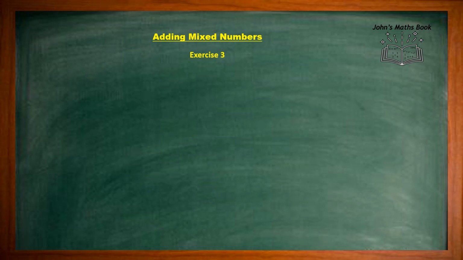So for exercise number 3, let's add the two mixed numbers 2 and 1/7 to 1 and 1/6. So pause the video now and see if you can work out the correct answer. So hopefully you got the right answer. Let's work through to the answer.